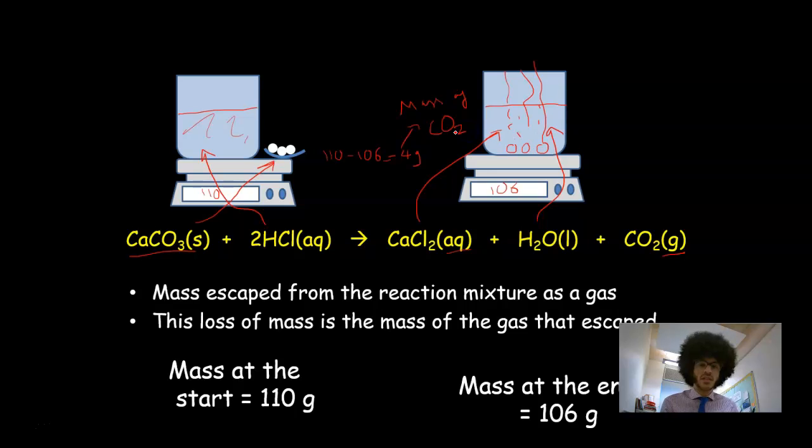Now the important thing is that the law of conservation of mass is conserved, in as much as the mass of my reactants is still the mass of my products. So I still start with 110 grams of stuff and I end up with 110 grams of stuff. The only thing that you have to be careful of is taking account of where that has gone, and it's often because there's a gas which you can't measure on a scale.